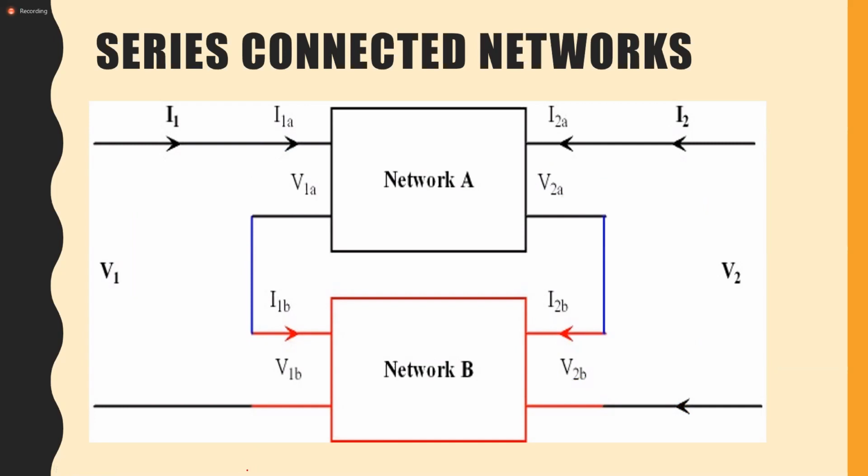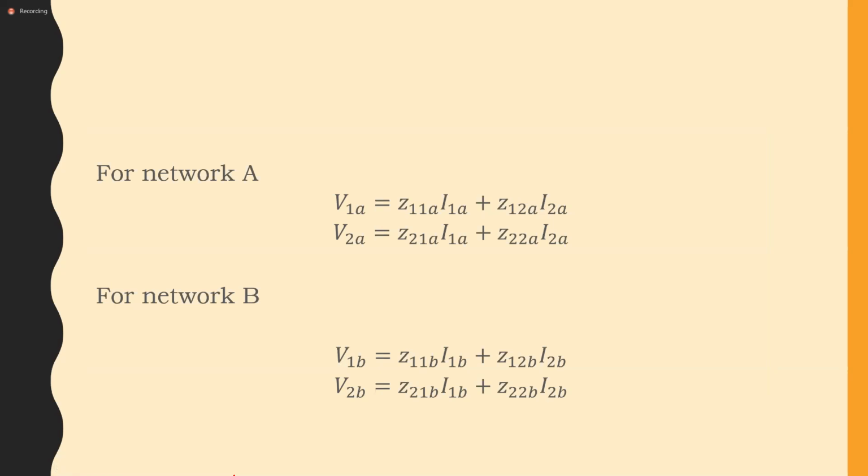So we have our two networks in series, and just as we did before with the parallel networks, we can use the parameters for each network, but in this instance, we are going to use the impedance parameters. So for networks A and B, we have V1A, given by that expression, V2A, V1B, and V2B.